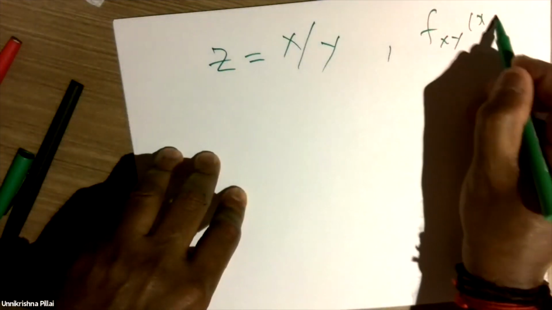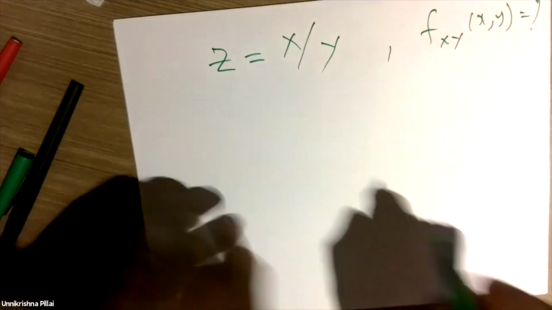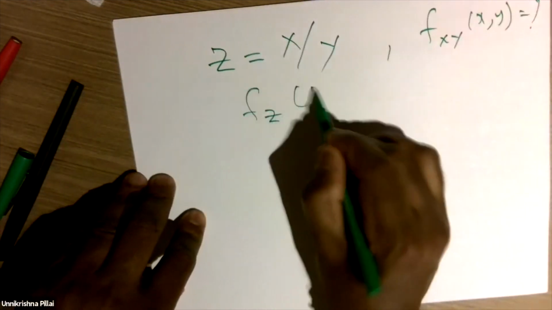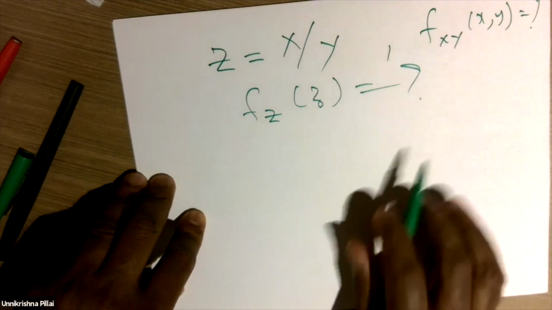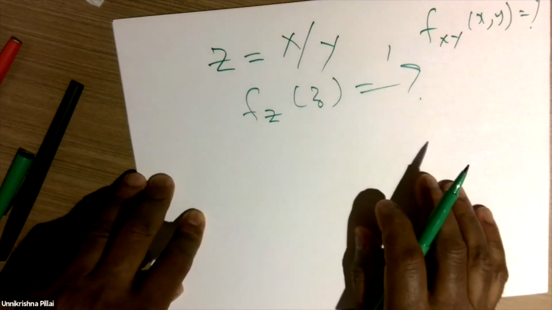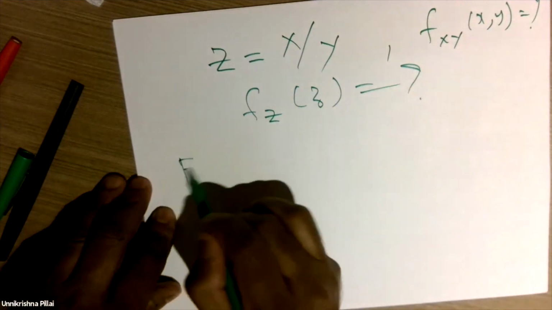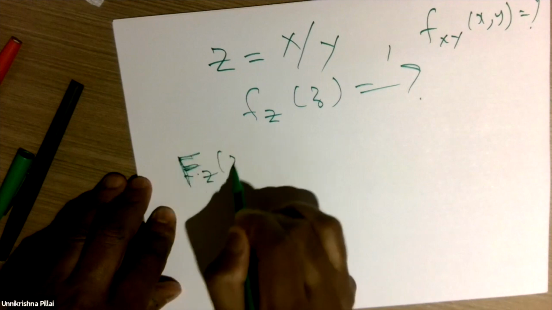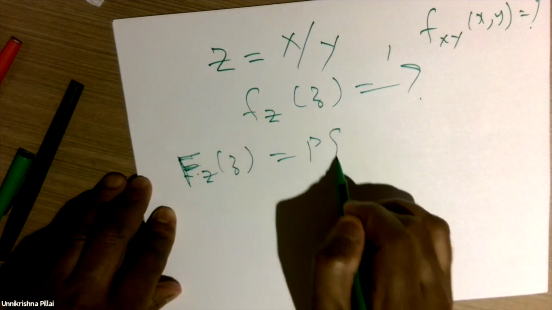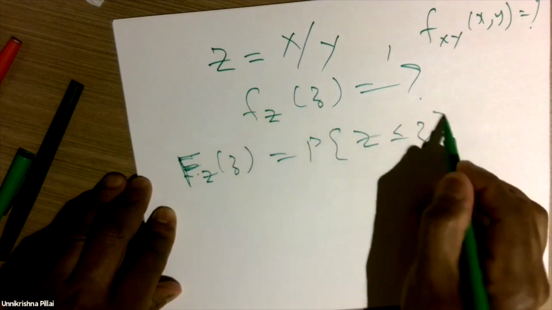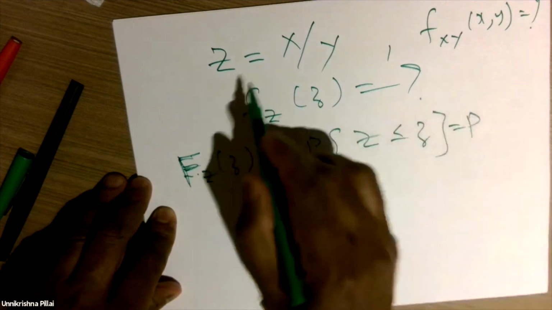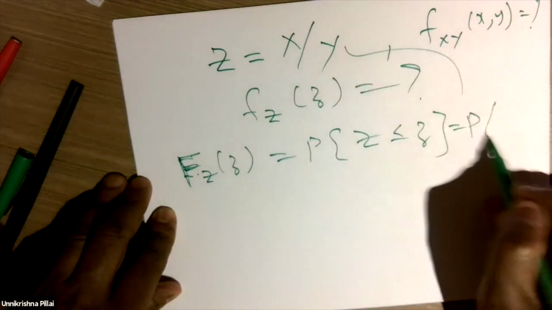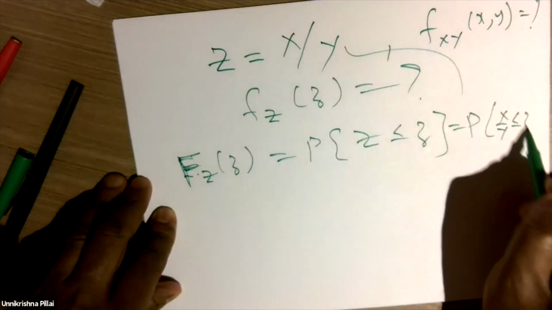So the joint density function of x and y is given. The question is, what is the density function of z? So the same problem. We start with the CDF. It begins to look boring. So that's the probability of Z less than or equal to z. But Z is given to be X over Y. So that's the probability of X over Y less than or equal to z.